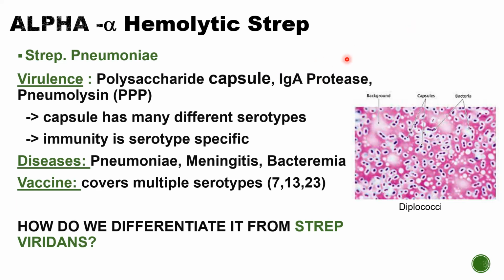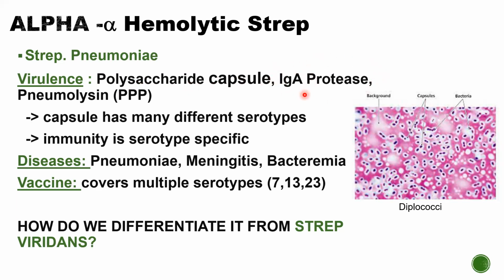So now to start with the alpha hemolytic, we have pneumonia and viridans. The most important one is pneumonia, so this is the one I'm going to focus on. This one has a polysaccharide capsule. This is very important because it is used in the development of vaccines. It also has IgA protease.